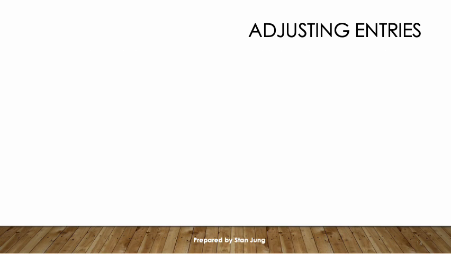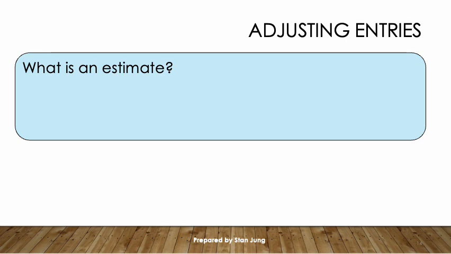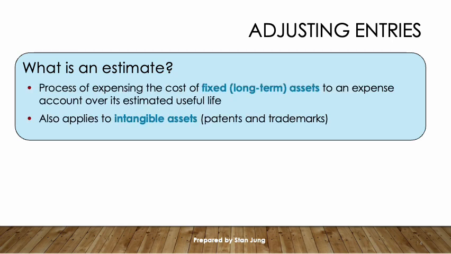The final example of an adjusting entry is a little bit longer. So I want to make sure that everyone understands this topic. So what is an estimate? It's the process of expensing the cost of fixed assets or long-term assets to an expense account over its useful life. Remember that when we purchase long-term assets, which are assets with a life of longer than 1 year, we do not expense it at the time of payment. We have to expense it over its useful life.